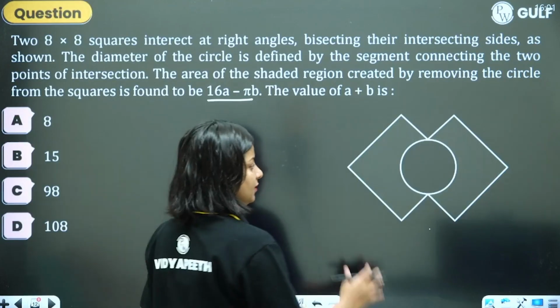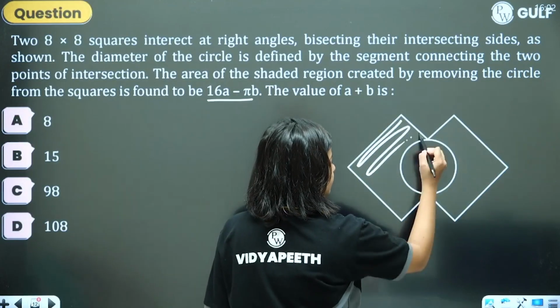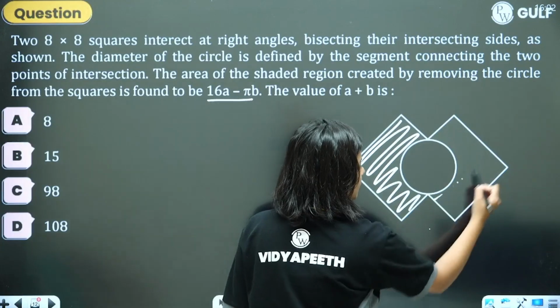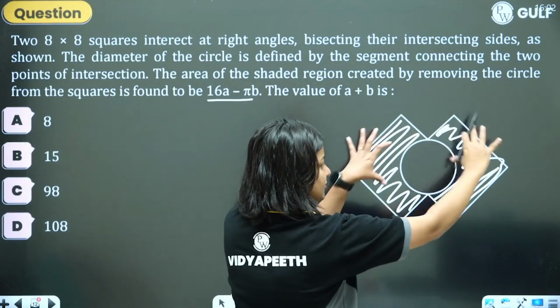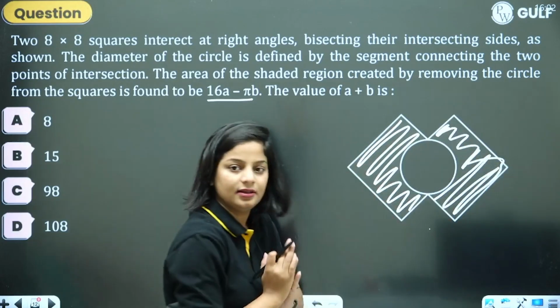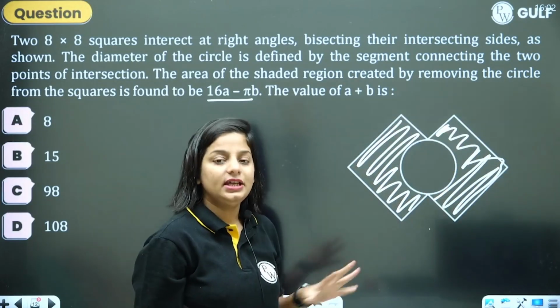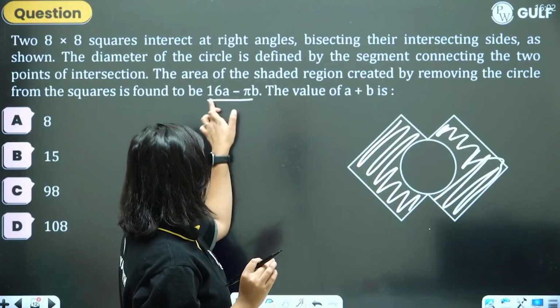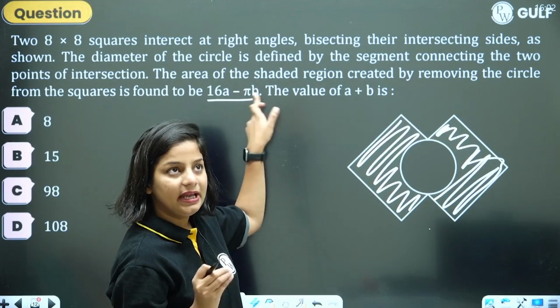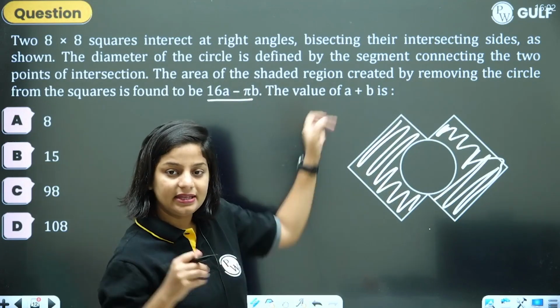Okay. So what is this area? After you remove the circle, you just have to tell the shaded part. Can you see this? Remove the circle. What will be the area of the shaded part? It's given as 16a minus pi b, but a and b are unknown. Find a and b, add them and mark the answer.